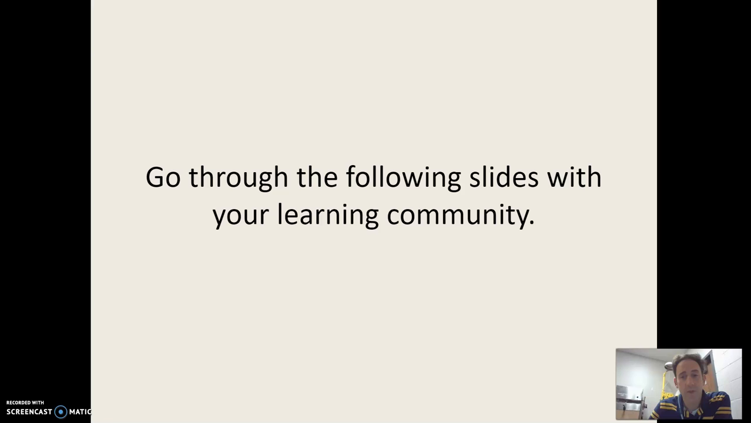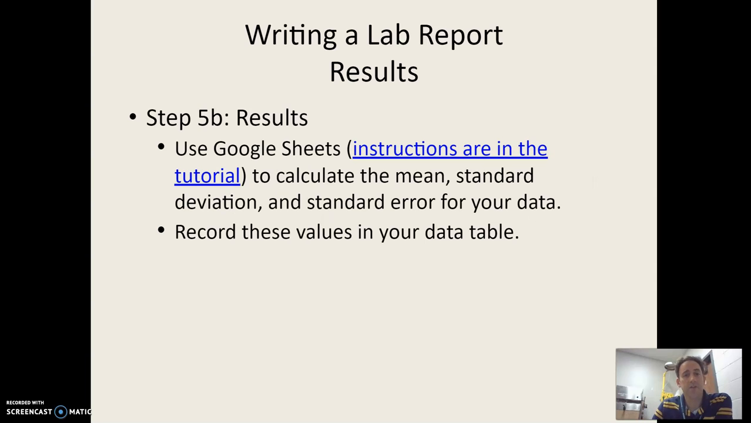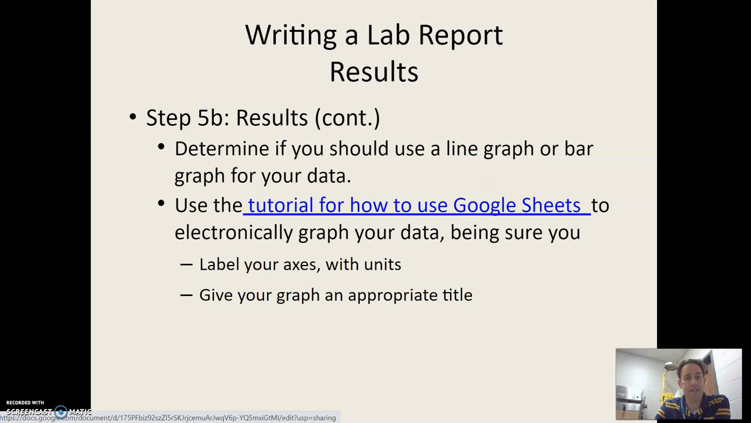So the rest of today is going to be about going through the following slides with your learning community. Now you're going to use the information I've just provided, and you're going to try and graph your data. You're going to calculate the mean, the standard deviation, and the standard error using Google Sheets. Follow those directions carefully. They're clear, but you've got to follow the steps. Okay, and you're going to record those values in your data table. Determine if you should use a line or bar graph, and then actually graph it using Google Sheets. Again, the tutorial will tell you how to do that.